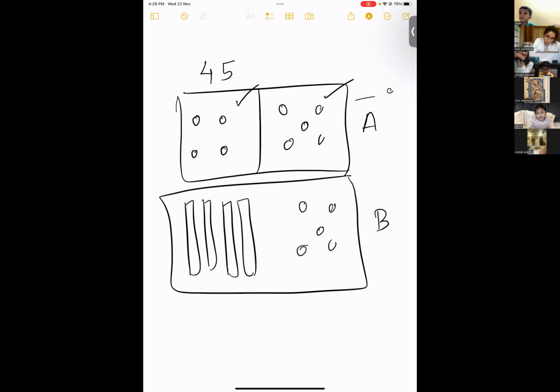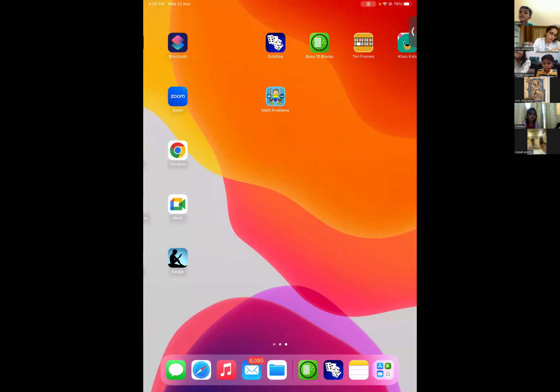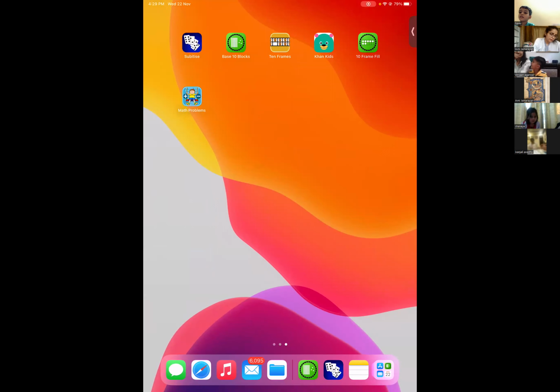This is 1, 2, 3, 4 plus 1, 2, 3, 4, 5. This is a bundle of 4, and this is 5, making 9. And this is a 45. Got it? Do you get it?